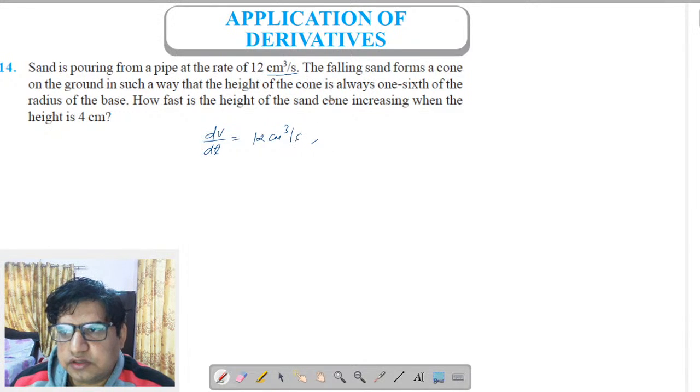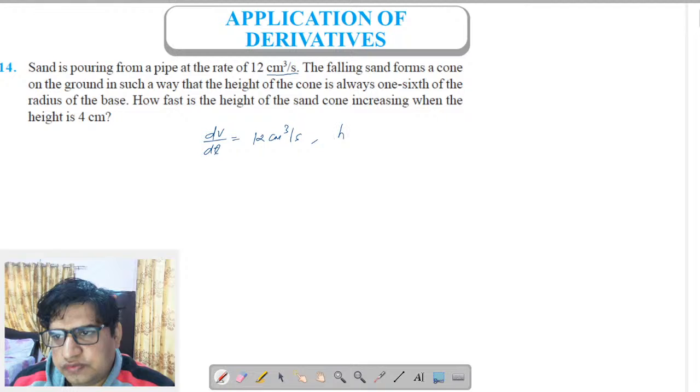The falling sand forms a cone on the ground in such a way that the height of the cone is always 1/6 of the radius of the base. How fast is the height of the sand cone increasing when the height is 4 centimeter? So what we are supposed to find is dh/dt. How fast means height changing with respect to time, when the height is 4 centimeter.